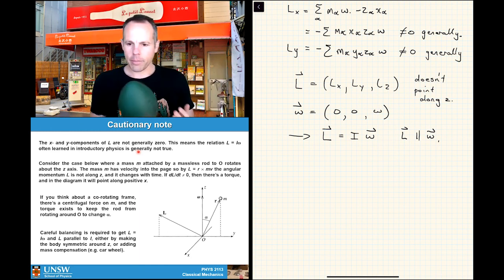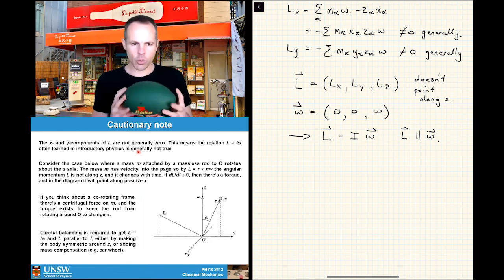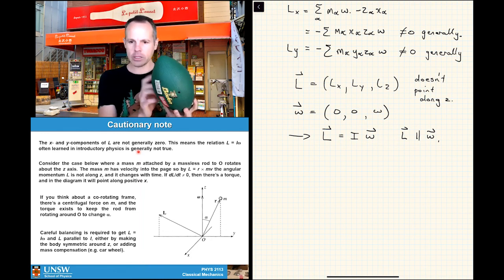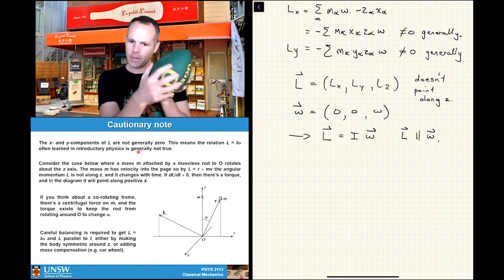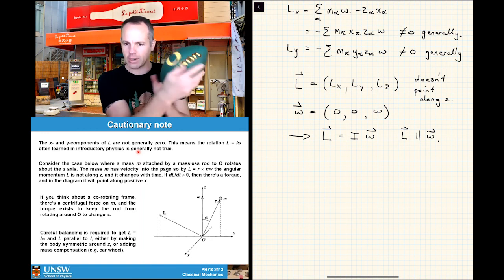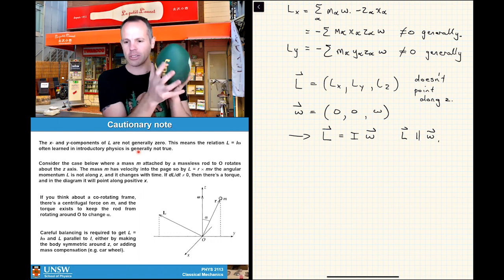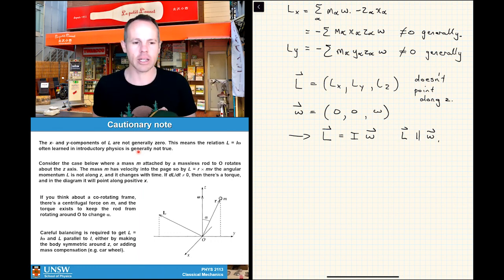All right, I think we might finish there. And next lecture, we'll deal with not just rotation about some fixed axis, but rotation about an axis that might be changing as a function of time, so that we can deal with even more complicated rotations as we go on through the subject. I'll see you next time.